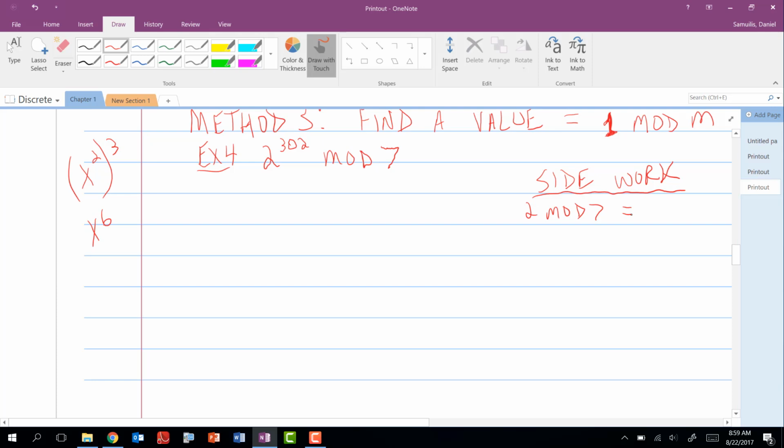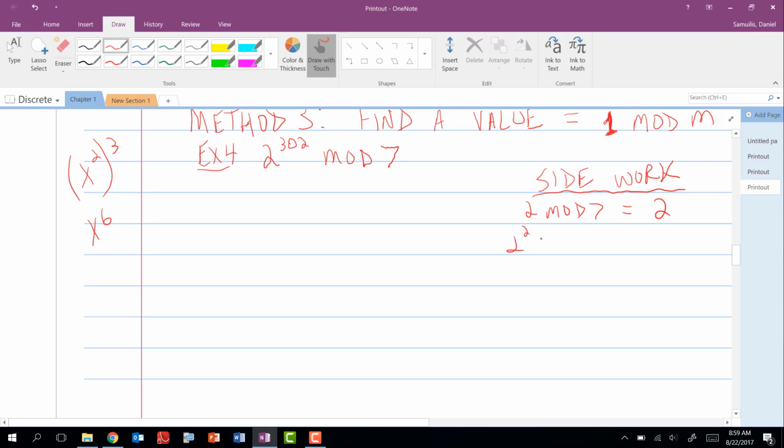0 with a remainder of what? 2. So there's no big deal there. This is 2 mod 7 equals 2 mod 7. I can't reduce that. Okay, so what's 2 to the 2nd? What does 2 to the 2nd become?